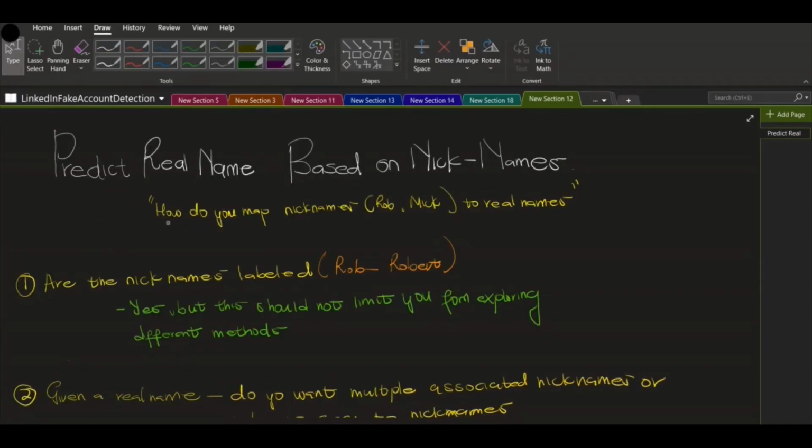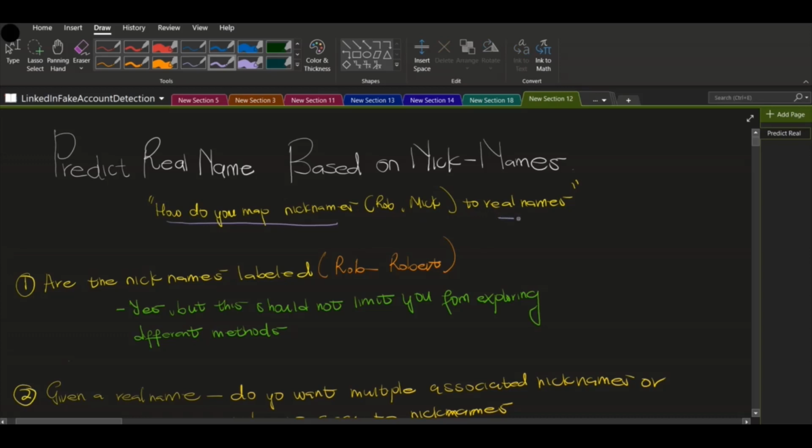The question states: how do we map nicknames to their real names, right? So the first thing that I'm going to clarify is, okay, is the data labeled? If we have Rob, do we have Robert, right? The reason I'm asking this is because it is going to shape whether this problem might be supervised or unsupervised. However, it should be noted that even if this data is labeled, it should not limit you from exploring different techniques. You can still leverage other techniques even if the data is labeled.